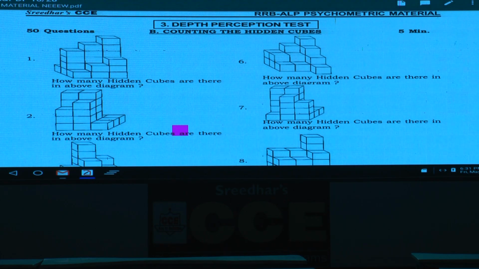Now how many hidden cubes are there in the above diagram? There are different ways of solving this. Some people will first identify how many cubes should be there in the diagram, how many were given, and then subtract to get the total. That is one method. The other method is counting from the base of these elements. Between these two, the second one is easier and clearer compared with the first. Now tell me question number 1, how many hidden cubes are there in the first diagram?